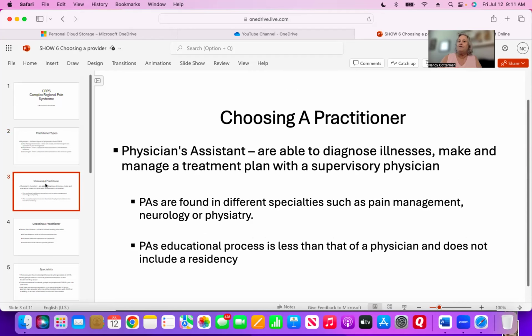There's also a physician assistant. They are able to diagnose illnesses and make and manage a treatment plan with a supervisory physician. PAs are found in different specialties, including pain management, neurology, and physiatry. PA's educational process is less than that of a physician and does not include a residency.